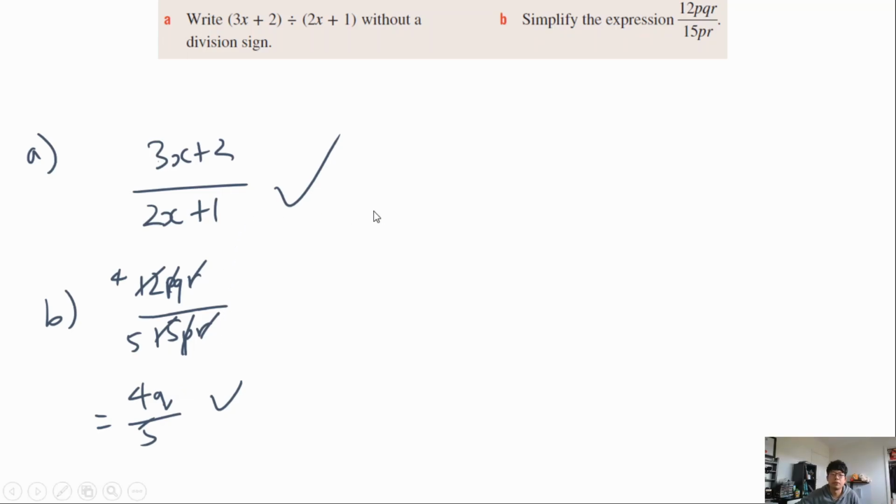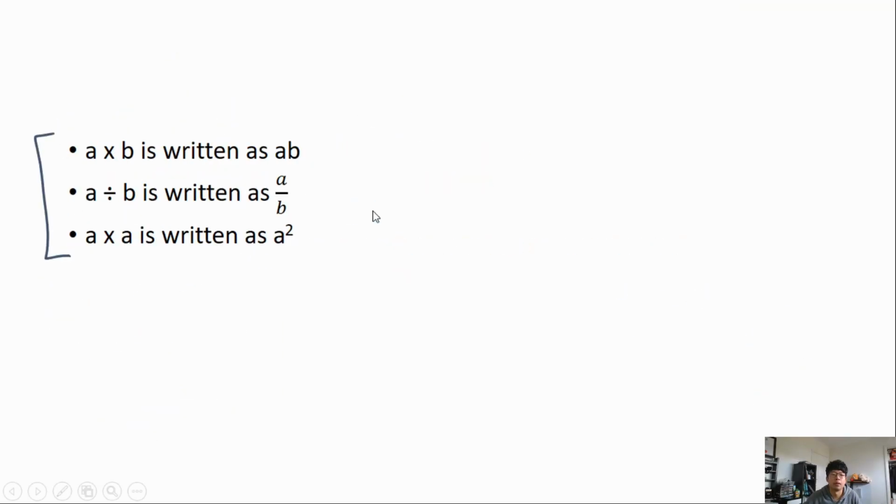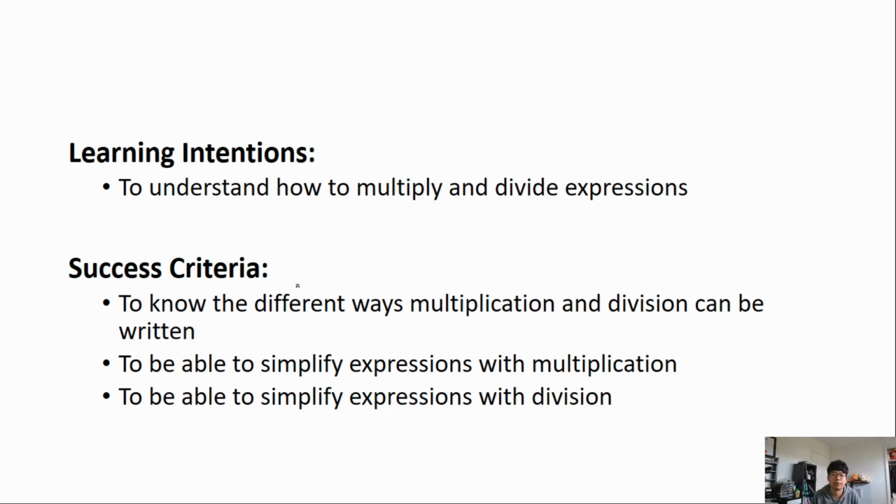Alright, so that brings us to the end of this video. Hopefully by now you guys know the different ways multiplication and division can be written. So that's just writing 2a instead of 2 times a, or 2 over a instead of 2 divided by a. Hopefully you guys also know how to simplify expressions with multiplication and can also simplify expressions with division.